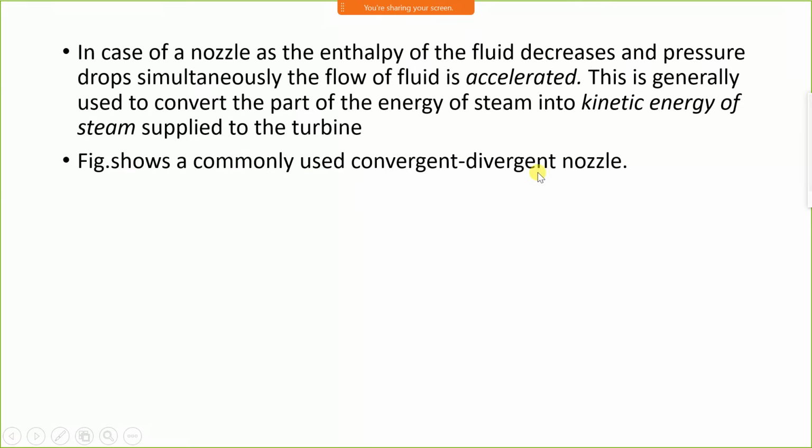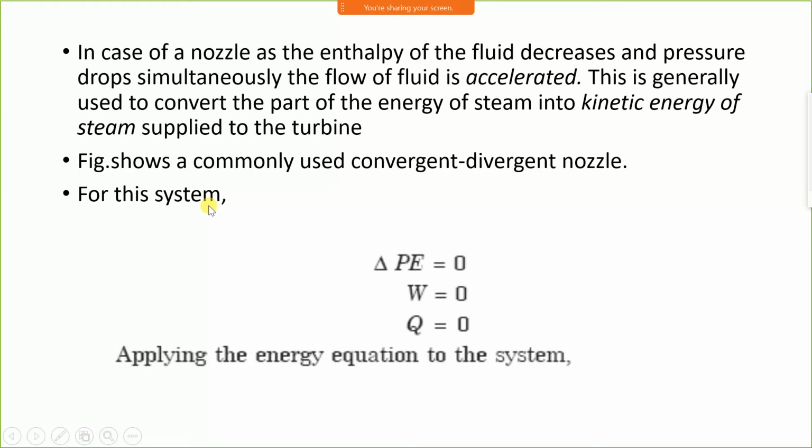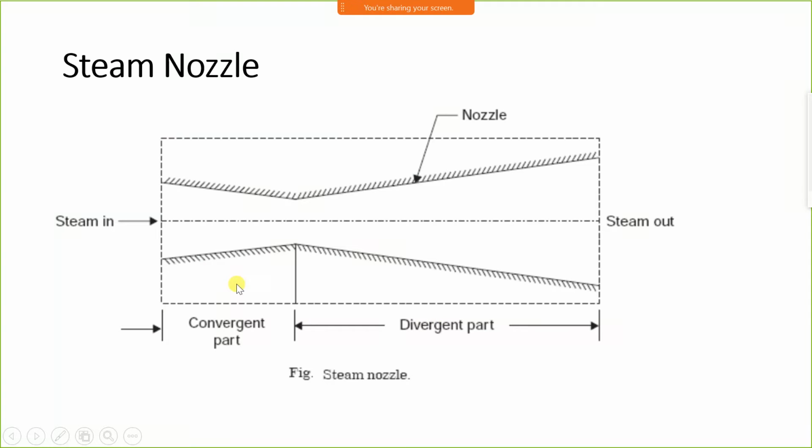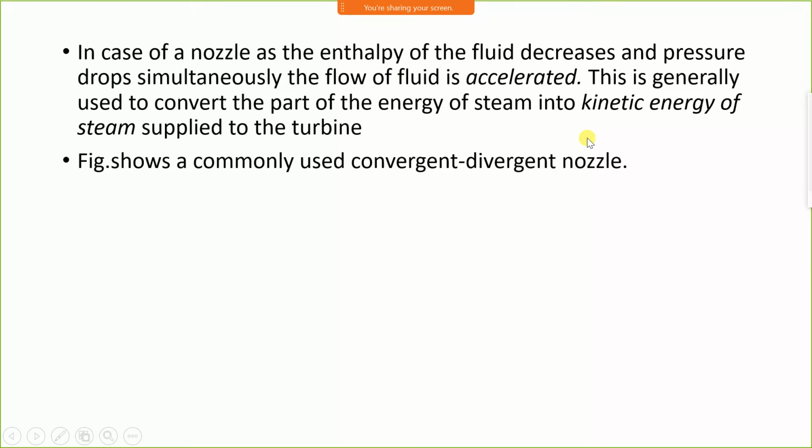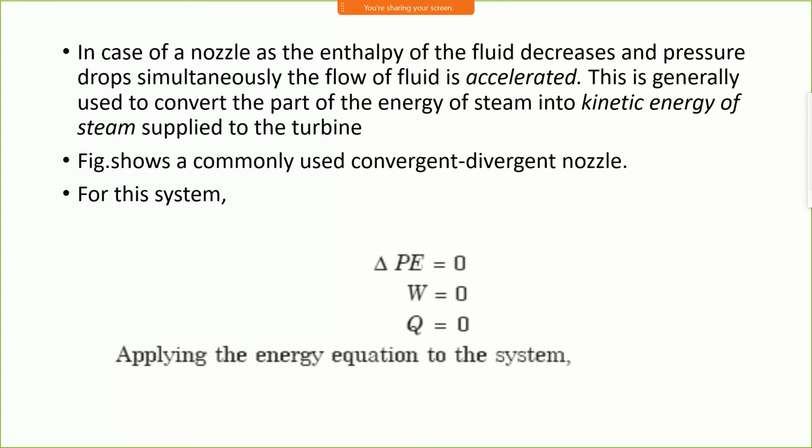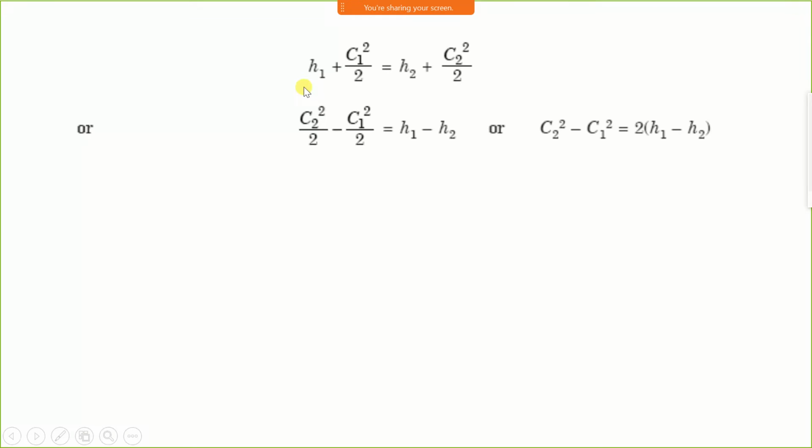Figure shows the commonly used convergent divergent nozzle. For this system, change in potential energy is 0 because inlet and outlet are at the same level. Since there is no moving part, work done is 0, and since it is completely insulated, this is insulation. Since the nozzle is completely insulated, heat transfer is 0. According to the energy equation, change in potential energy is 0, work done is 0, heat transfer is 0.